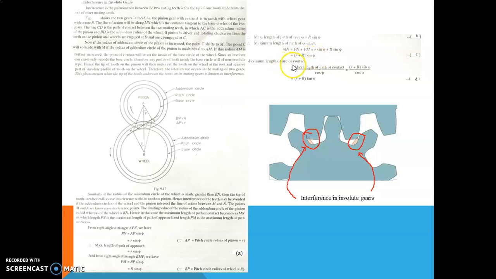Therefore, the maximum length of arc of contact, as per our previous discussion, is the maximum length of path of contact divided by cos of phi. Let's substitute the value for this one. So sine of phi divided by cos of phi equals tan of phi. Next, we'll discuss the minimum number of teeth required on the pinion in order to avoid interference. So we know M and N are the interference points beyond which interference will occur.